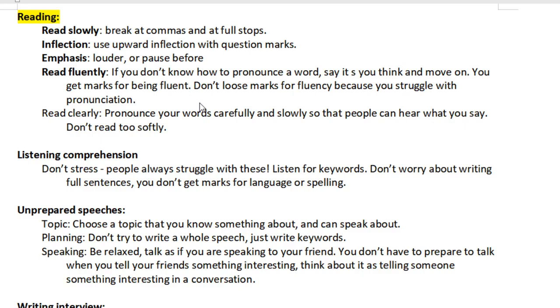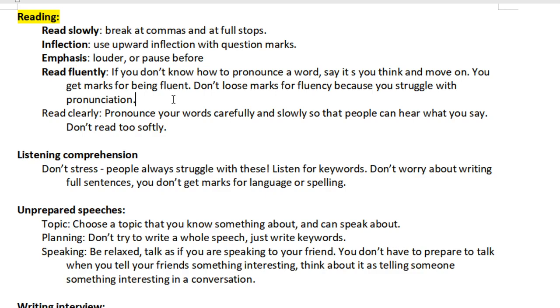Okay, I'm going to read this sentence to you so that you can see how I put in the inflection and the commas and emphasis. If you don't know how to pronounce a word, say it as you think and move on. You get marks for being fluent. Don't lose marks for fluency because you struggle with pronunciation.